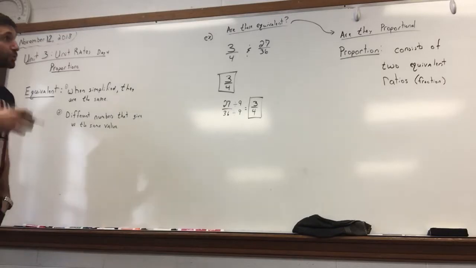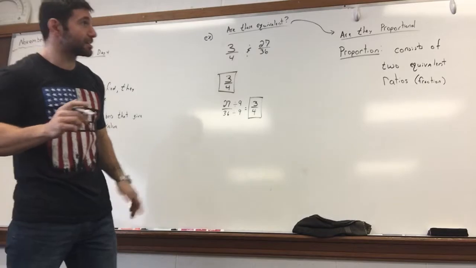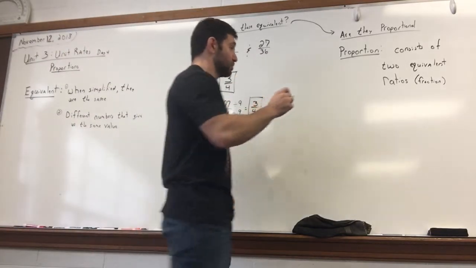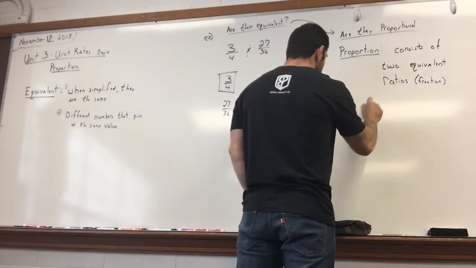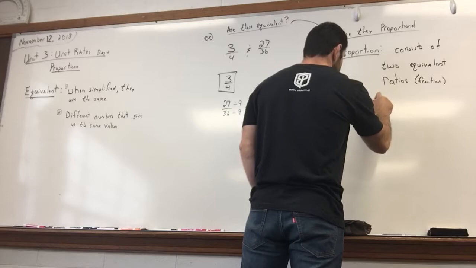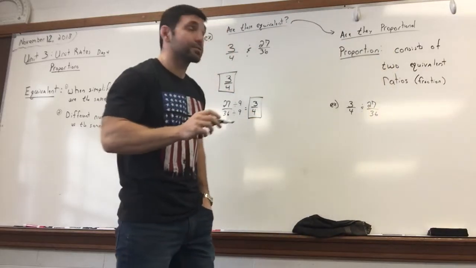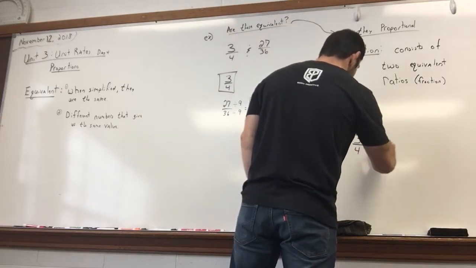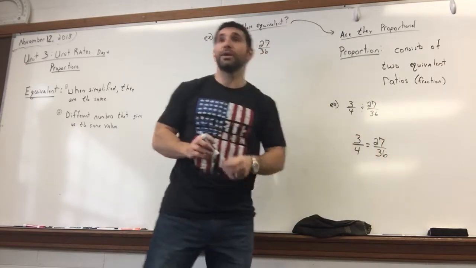Okay? So I could do the same exact thing with 3/4 and 27/36 and set it up as a proportion. It says, are they proportional? Well, so are they proportional? We already know they are equivalent, which is what we need, two equivalent ratios. To see if they're proportional, I would physically set it up as a proportion. Ratio equaling another ratio.